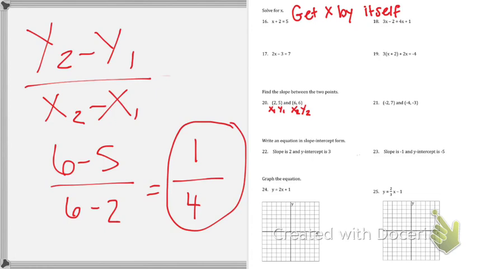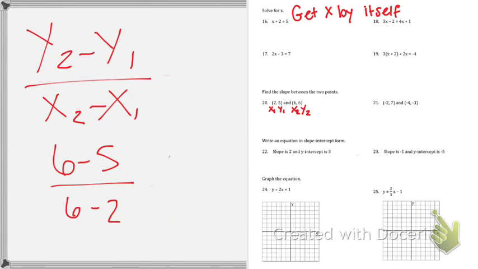Okay? Coordinate points. X comes first, Y comes second. Remember the alphabet. X comes first before Y. Okay? On number 21, we do the same thing. In this case, we still have x1 and y1. We have x2 and y2. So like I just did, we're just going to plug those numbers in.